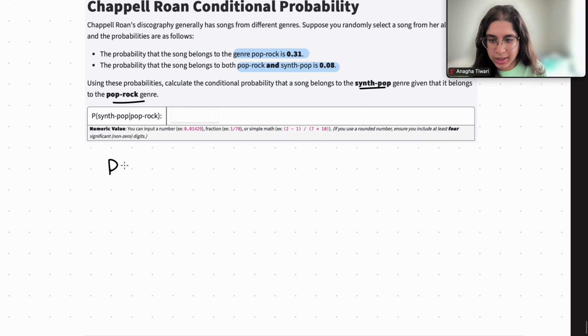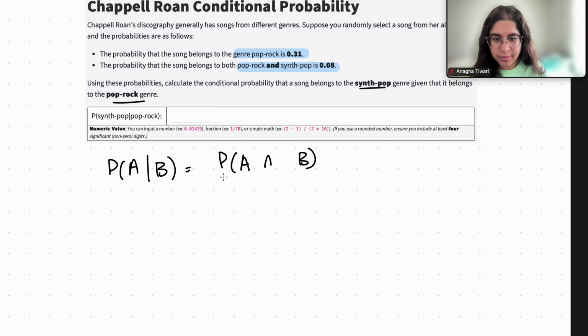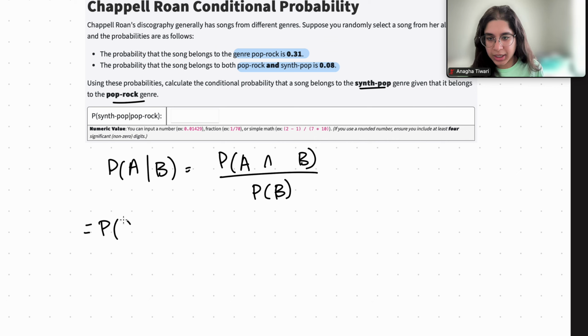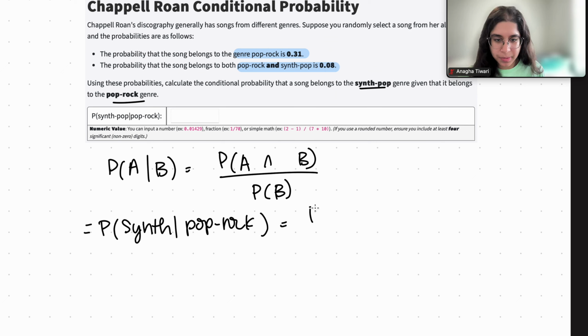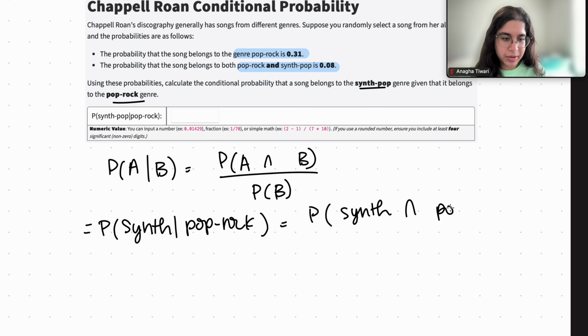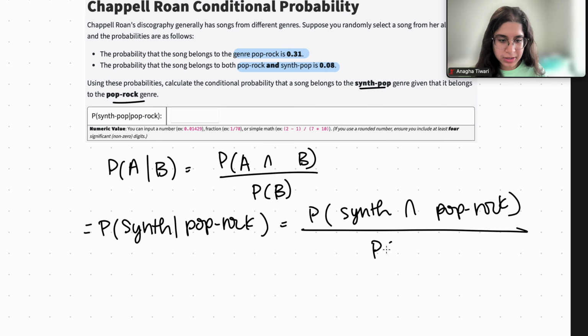So this is dealing with this formula here. Probability of A given B is the same thing as the probability of A and B divided by the probability of B, right? So here, if we want to find the probability of synth pop given pop rock, that's going to be the probability of synth pop and pop rock divided by the probability of B, which is pop rock. So divide by the probability of pop rock, right?